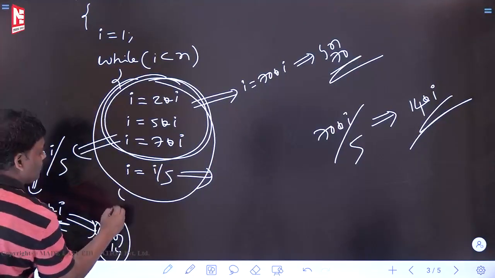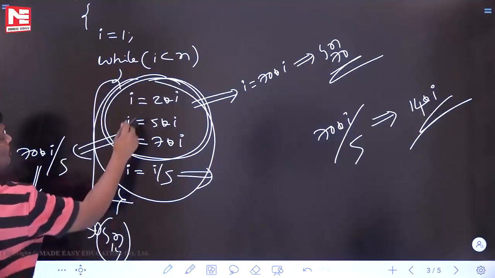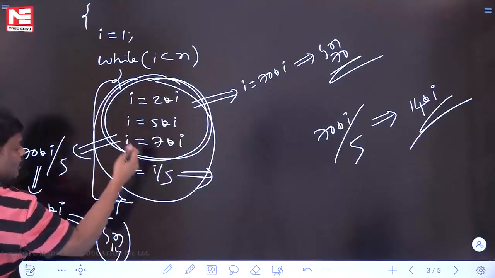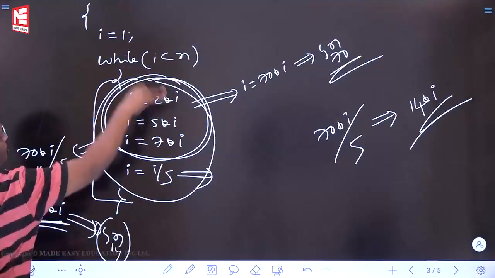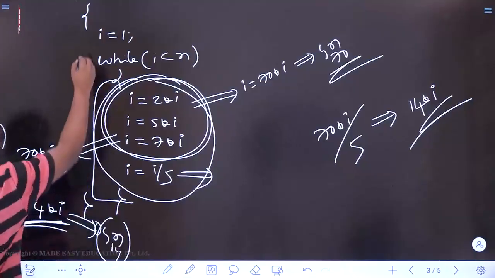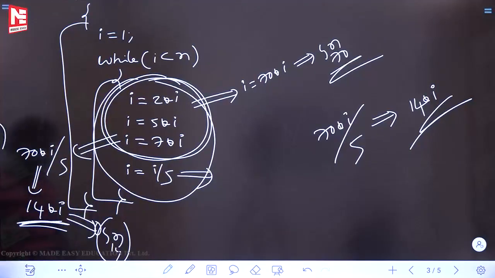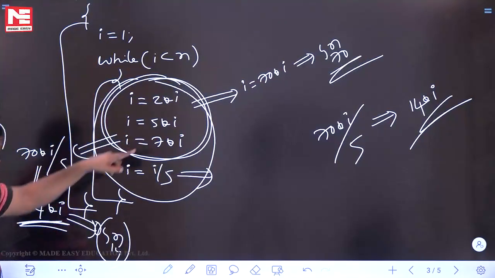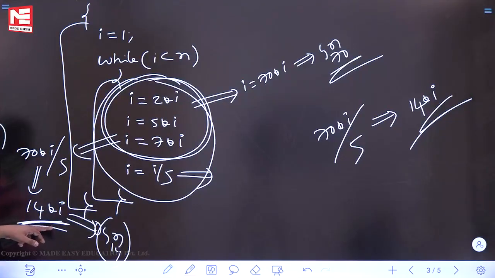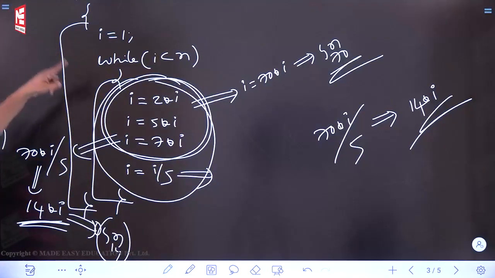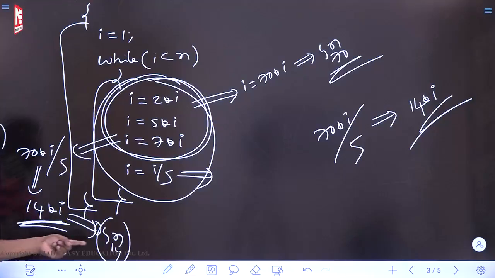So what is the purpose of this problem? Only multiplication you can do, only division also you can do. If both are there, just see the overall value. Whatever it is, that is the answer. The overall value is 14 * i, so every time it multiplies by 14. So log n base 14.